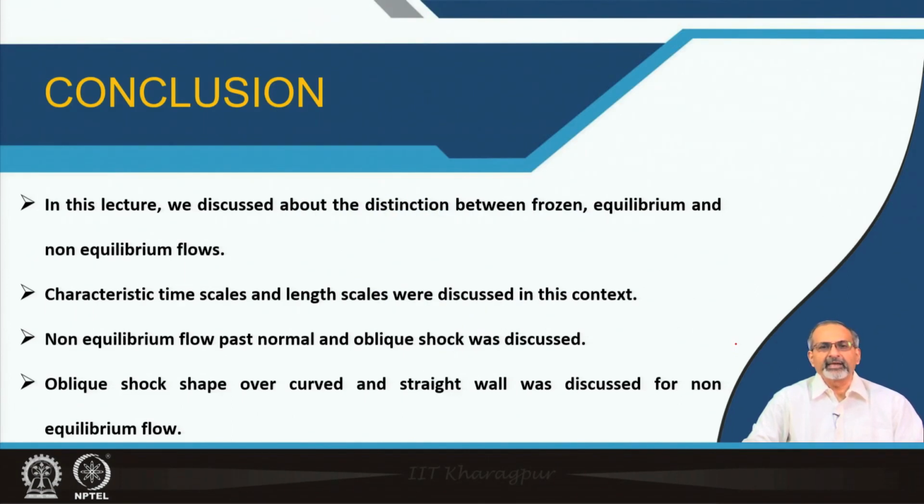Let us conclude by saying that in this lecture we discussed the distinction between frozen, equilibrium and non-equilibrium flows. We talked about characteristic time scales and length scales. Non-equilibrium flow past normal and oblique shock was discussed, and we found quite surprisingly that oblique shock shape over curved and straight walls were quite different compared to what we have seen for calorically perfect gases earlier.